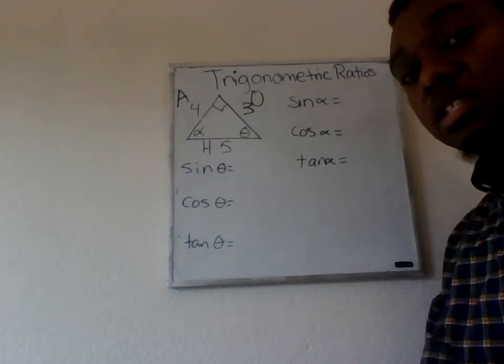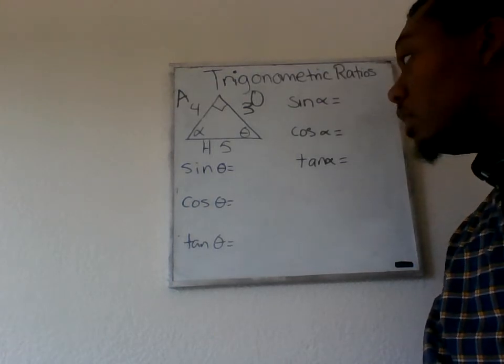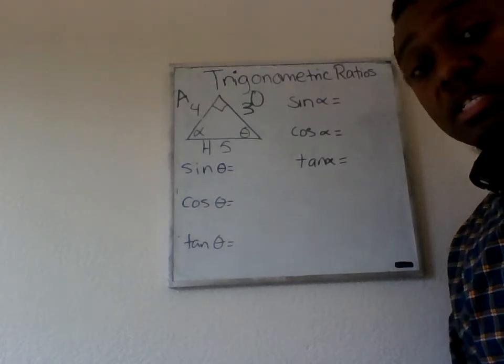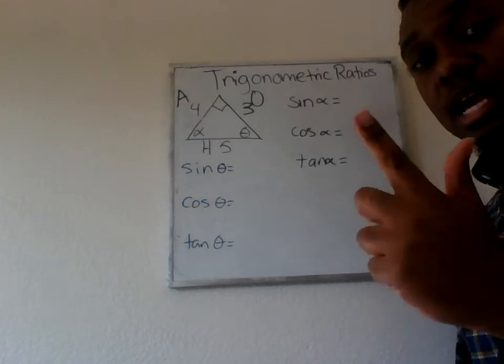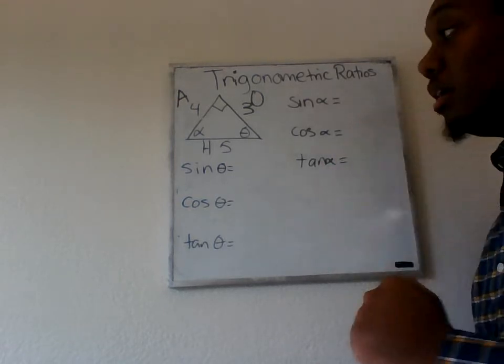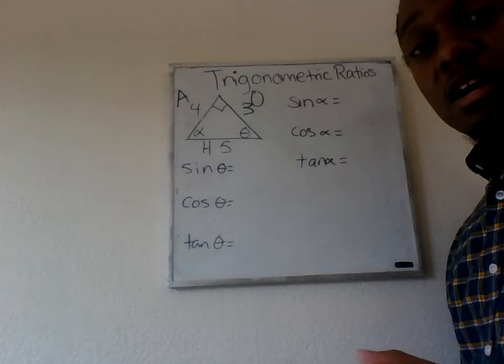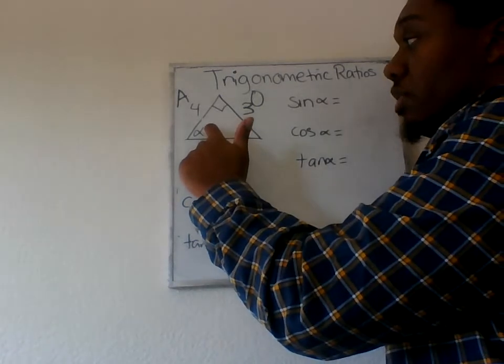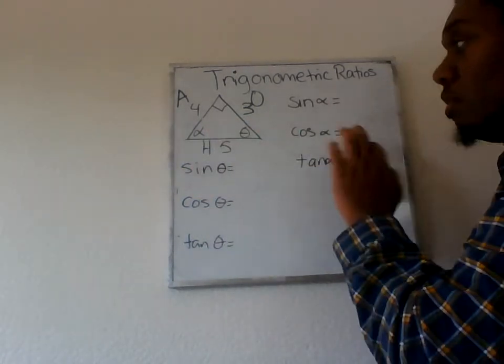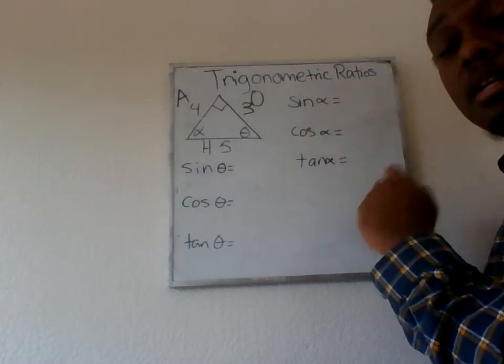Okay, why is it important to label these? Because in order to find sine, cosine, and tangent, we must know the opposite side, the adjacent side, and the hypotenuse. By labeling it, we can clearly see it no matter what. And this is in regards to alpha, not theta. When we get to theta, we'll have to change it a little bit.